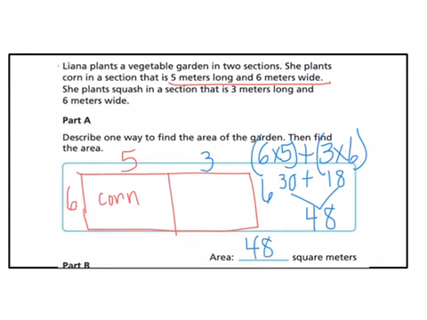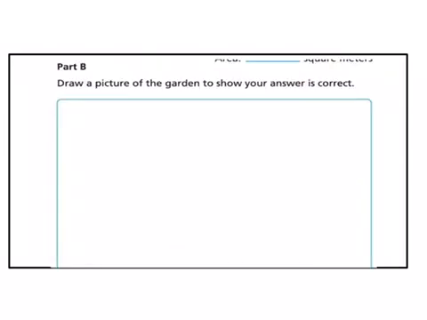Is this one in here twice? Find the area of the garden. Then it says to draw a picture of the garden to show your answer is correct. And I guess I already did that because I got the 48 and I had my picture. Okay, our next one already.